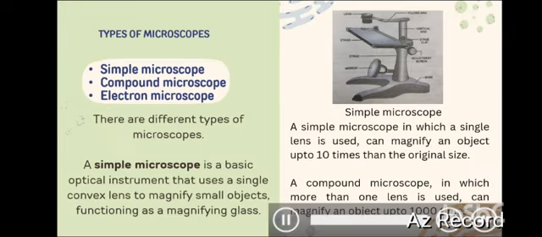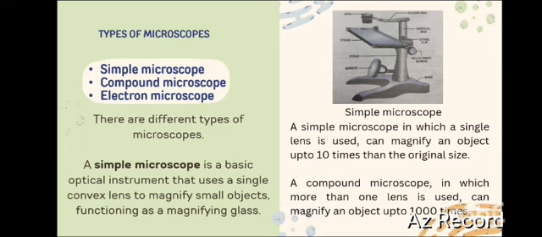Okay, so now we have to check what the different types of microscopes are, and they are the simple microscope, compound microscope, and electron microscope. So we will look at what the simple microscope is. A simple microscope is a basic optical instrument that uses a single convex lens to magnify small objects, and it functions as a magnifying glass, and it enlarges the size of the image to 10 times. It only uses one lens. You can see the picture of the simple microscope in the slide. Okay, do you understand? That is the simple microscope.